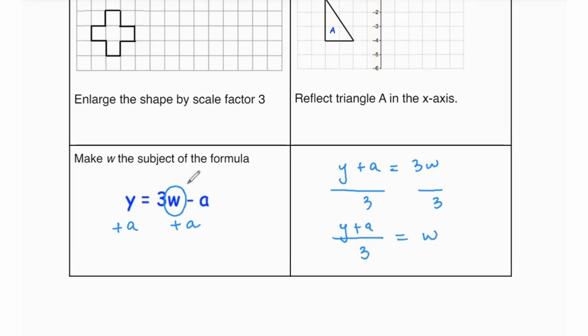Now, as you can see, instead of Y, W is the subject of the formula, and everything else is on the left-hand side.